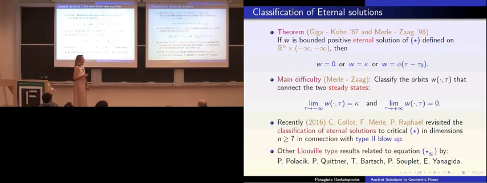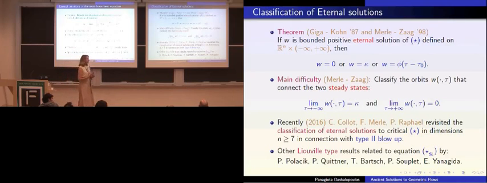And recently, Frank Merle and Pierre Raphael, together with a student of Pierre Raphael, Collot, revisited this problem, I think in connection with type 2 blow up in the critical case for n bigger than or equal to 7, and they claim a more simplified technique to classify these orbits, although it's still complicated.